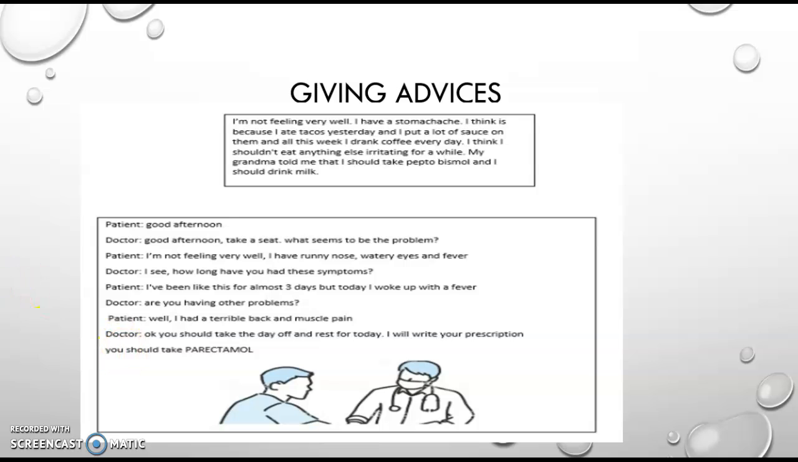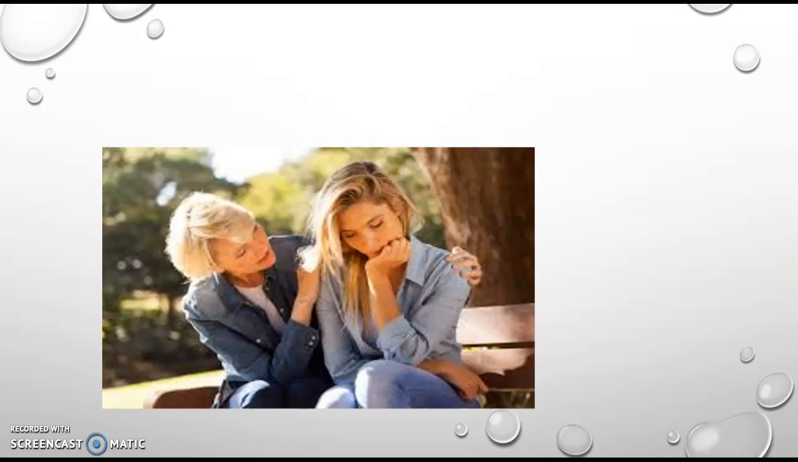At the same time, we have here an example of taking medicine. Okay, these are the uses of these parts of the language. Next we continue with some pictures in order to understand this topic better.